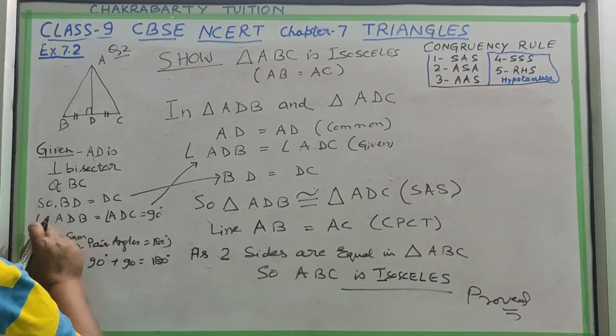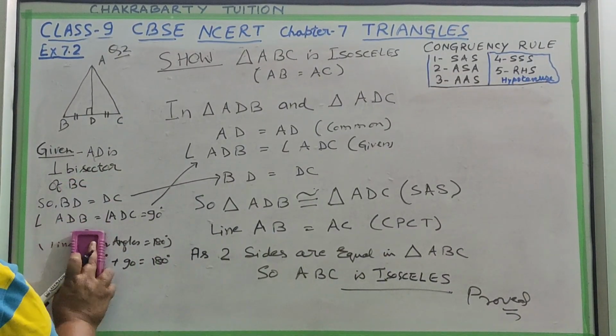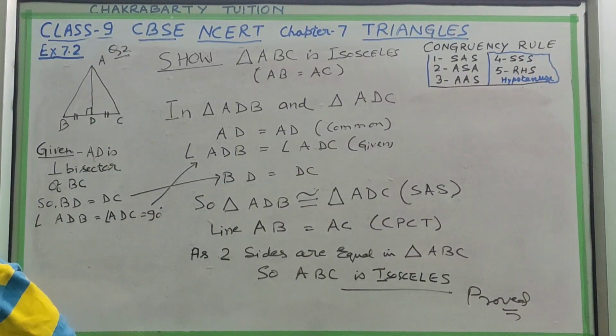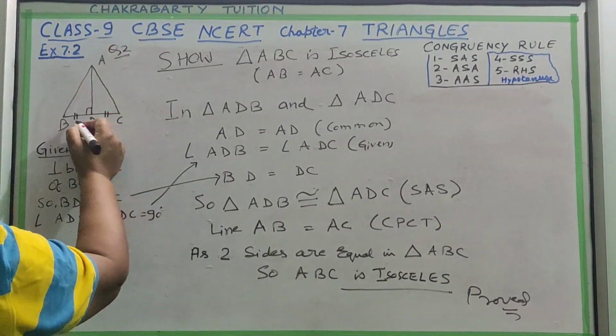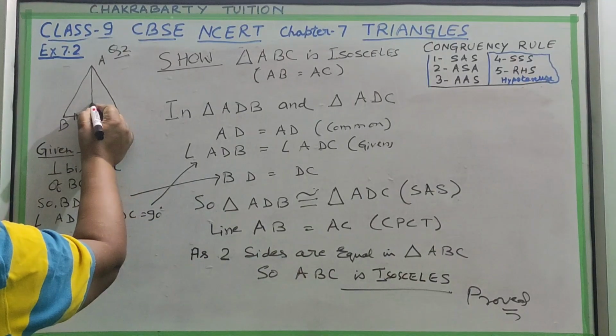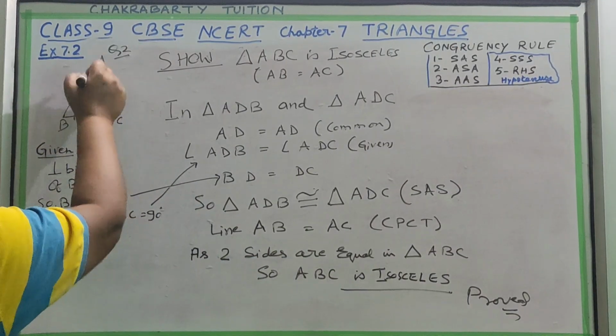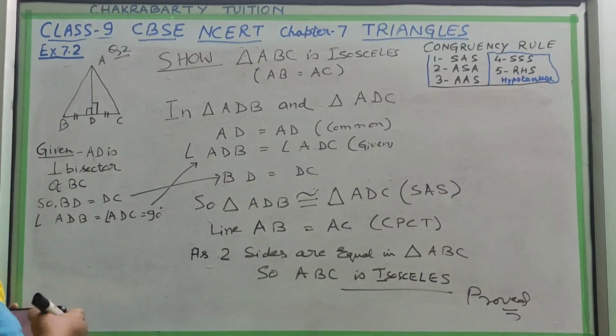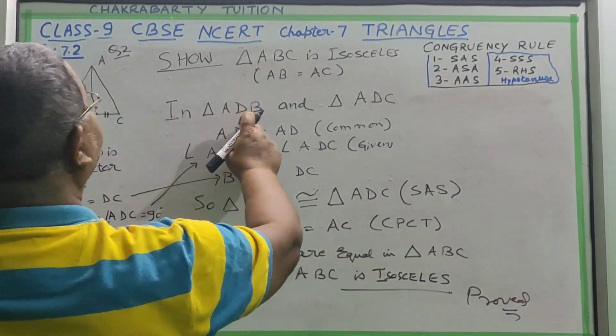Otherwise you can say when it is a perpendicular bisector, it makes 90 degrees on both sides. You see this is perpendicular on line BDC, so this angle will also be 90 degrees, being a perpendicular bisector of BC, AD is perpendicular. So this is here. Now we are solving the question in triangles.